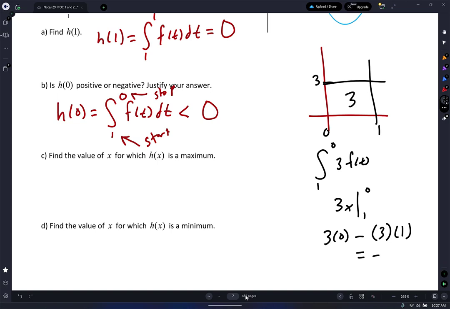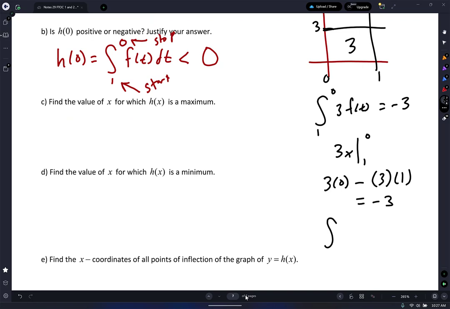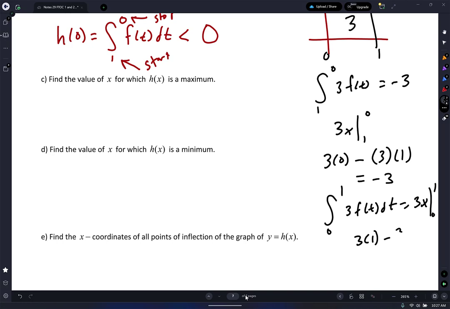If I were to go integral from 0 to 1 of 3 dt, I get 3x, evaluated from 0 to 1. I do upper minus lower: 3 times 1 minus 3 times 0. Oh, that's just 3. And look, that one's positive now. Why? So what's the difference? Look, it's just a rectangle.